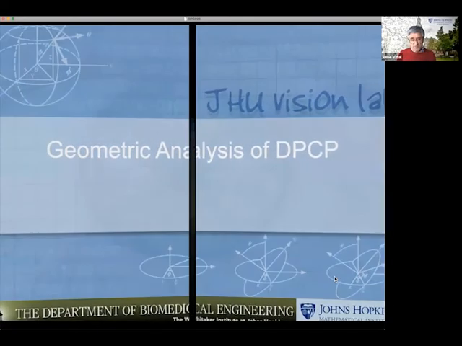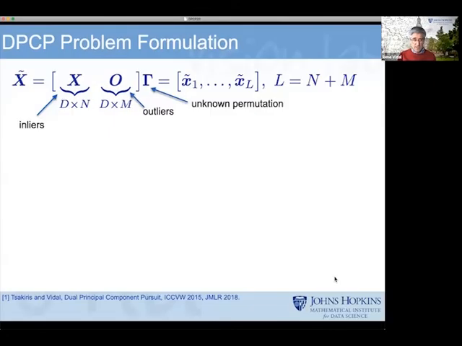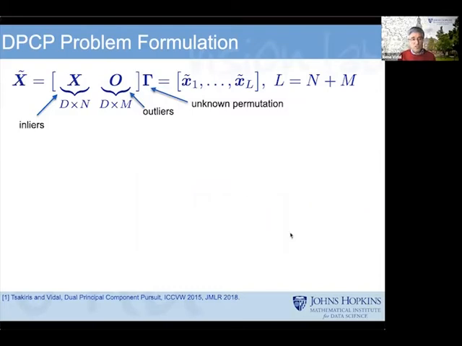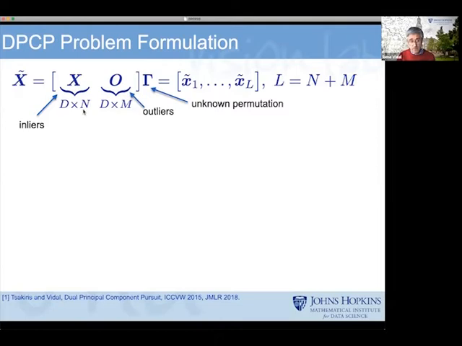Okay, so let me begin with the geometric analysis. Again, let me repeat the notation that I introduced earlier. We've got data X, we have n points, and those are the ones that lie perfectly in a subspace. And then we have outliers, and we have capital M of them that lie outside the subspace. And X tilde is going to denote both the inliers and the outliers.